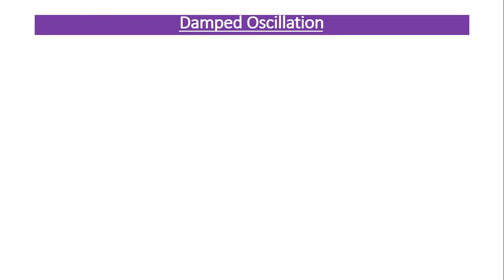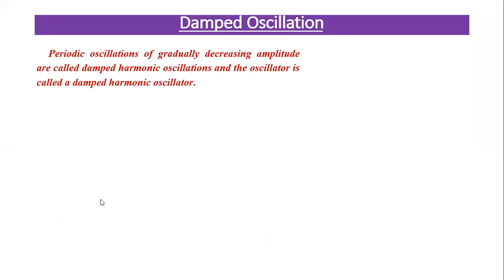Now the next article is damped oscillation. Everybody knows that oscillatory motion means the to and fro motion of an object. But what is damped oscillation? Let me tell you with a simple example. When the amplitude decreases, that oscillation is called damped oscillation. You can see the definition here.